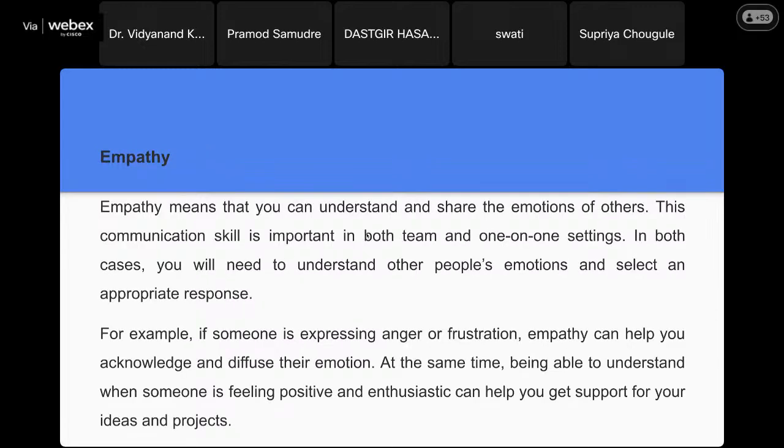Empathy is again very good. It's a very important skill to have. Empathy means that you can understand and share the emotions of others. This communication skill is important in both team and one-to-one settings. In both cases, you will need to understand other people's emotions.